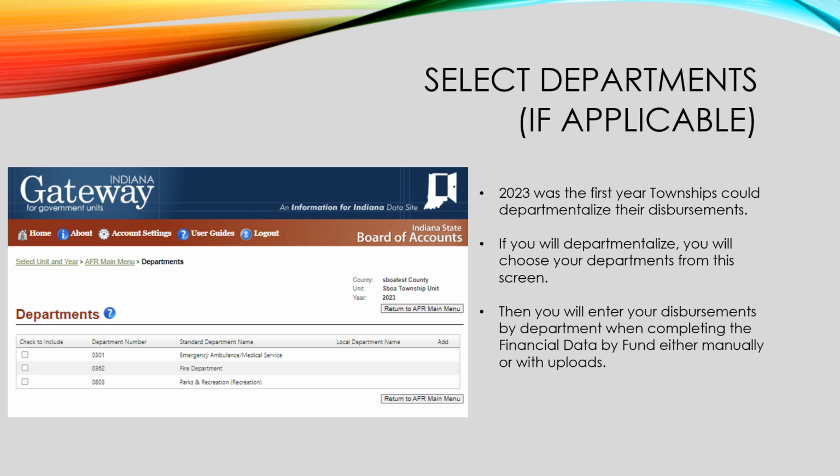2023 was the first year townships could departmentalize their disbursements. Most of you will not utilize this, but if you do departmentalize, you will choose your departments from this screen. Then you will enter your disbursements by department when completing the financial data by fund, either manually or with uploads.